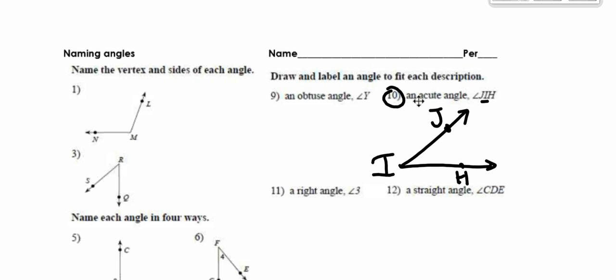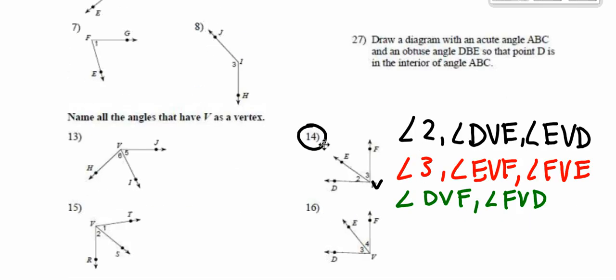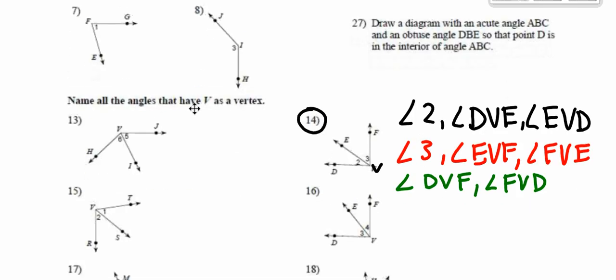So example number 10 says draw and label an angle to fit each description. It wants an acute angle, which means between 0 and 90 degrees, called angle JIH. We know the middle letter is the vertex, so the I has to go there. The J and H go on the rays. It doesn't matter, I could have put the H there and the J there.